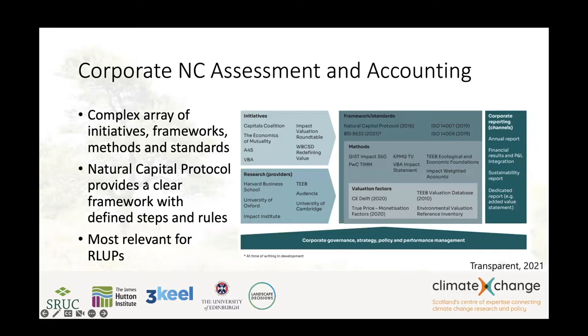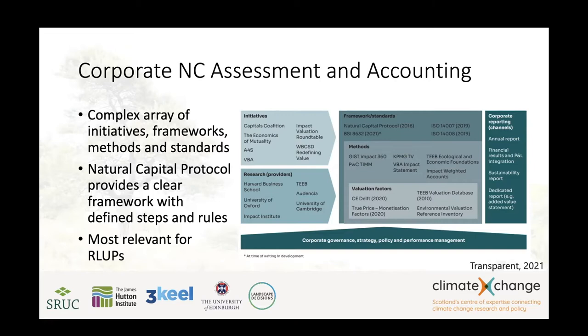And then finally, and I think this is particularly relevant for RLUPs and for RLUFs, is the corporate natural capital assessment and accounting. And here, lots of different initiatives have emerged over the years. And this has become really quite a complex landscape with different private sector organizations, partnerships, etc., developing all sorts of different things. This figure on the right I find quite useful because it starts to group some of these, and we can get a sense of what different things are trying to do.